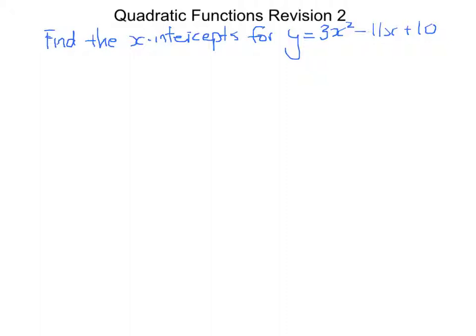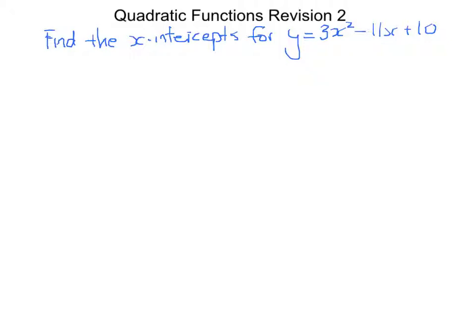Now for this next question, we have the equation y is equal to 3x squared minus 11x plus 10. We want to find the x-intercepts, or the solution for when y is equal to 0. In order to do that, we'll need to factorise it. So I'm going to do one of these little cross multiply things.